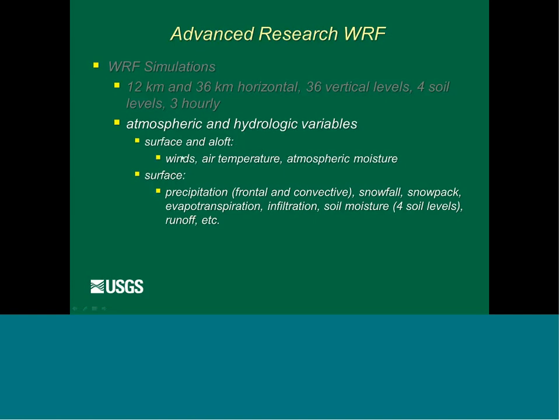It's got a whole suite of variables, surface and aloft, as I mentioned: winds, air temperature, moisture. At the surface, of course, we get precipitation, where it breaks it into frontal and convective, snowfall, snowpack, ET, infiltration, soil moisture down in the soil, and also soil temperatures, and a bunch of other variables that we get out of that, runoff.